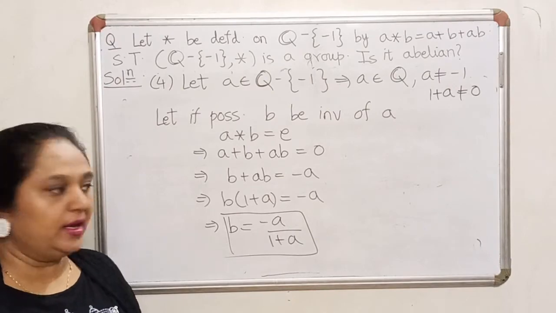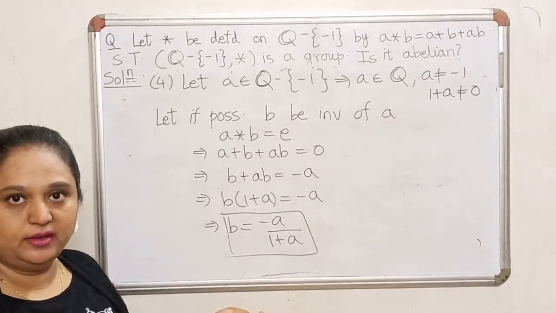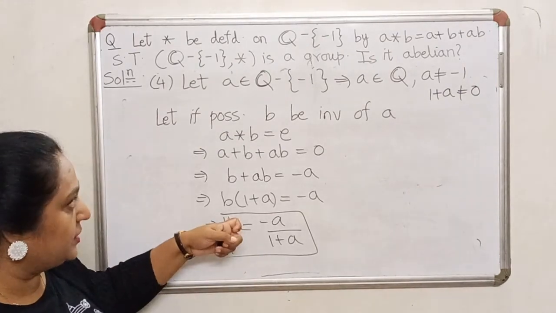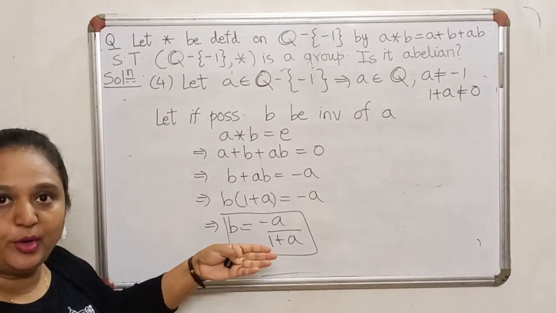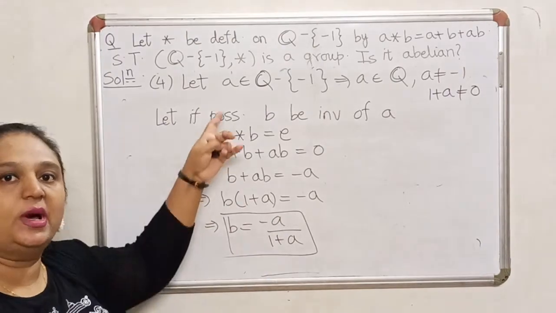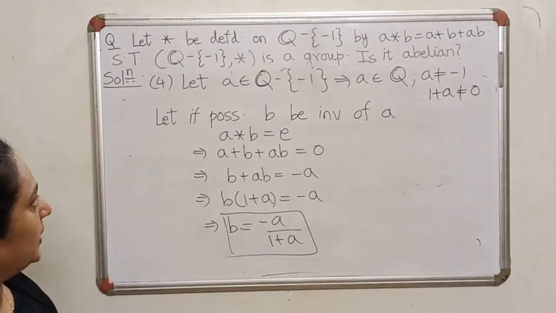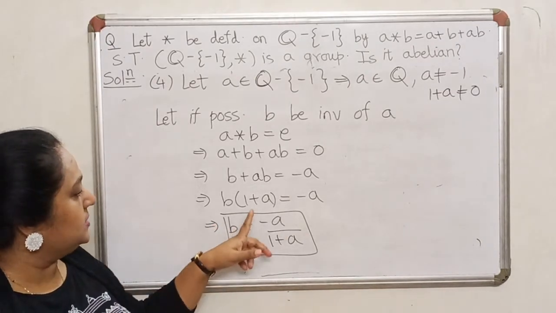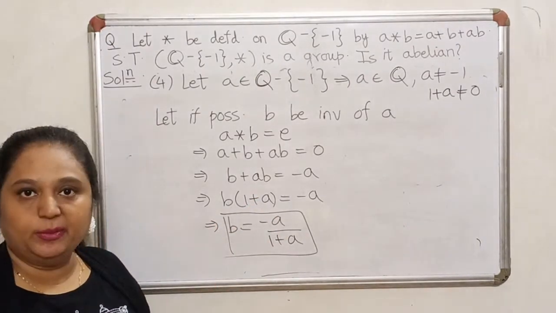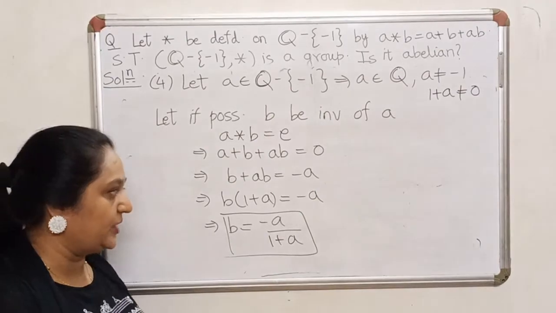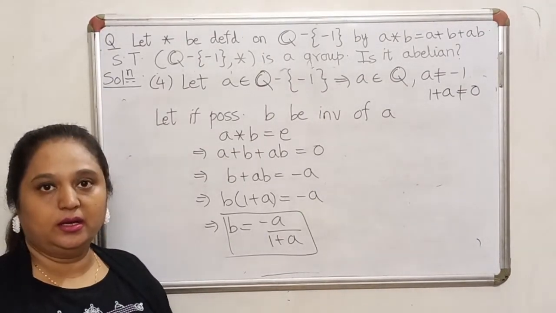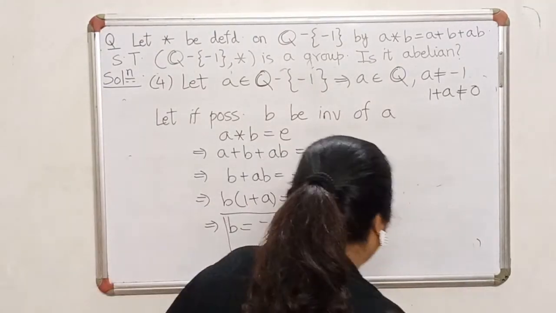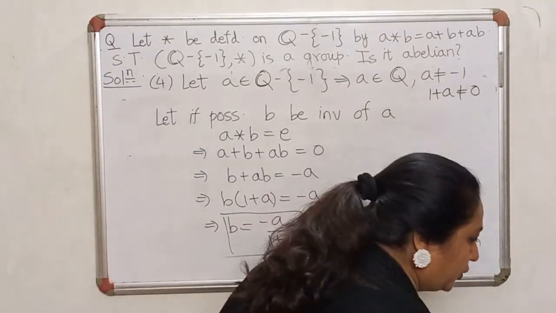So what is preventing us from calling this as inverse of A? We are still one step away from the answer. Remember, if this is going to be inverse of A, it's very important that this also belongs to our set. So let us check whether this element belongs to our set. B is one rational number divided by another, so it's clear that it is a rational number. What is not clear is that it cannot be equal to minus 1.